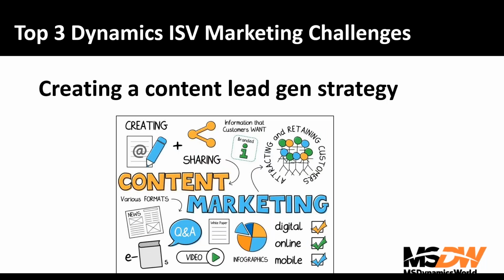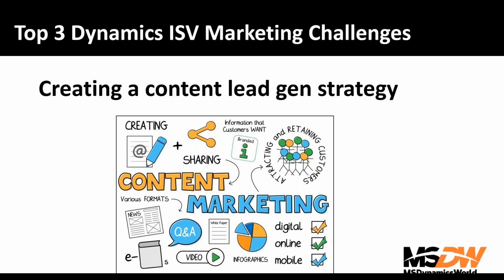The third challenge that many ISVs face in our space is creating a good content lead gen strategy. And there are two types of ISVs that have this challenge. The first type is the ISV who has content but doesn't know what to do with it. And the second type is the ISV who knows they need content, but they just put off creating it. Everyone consumes content, so you need to have it.